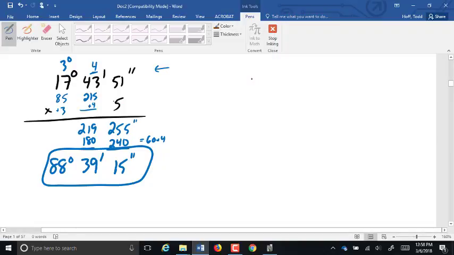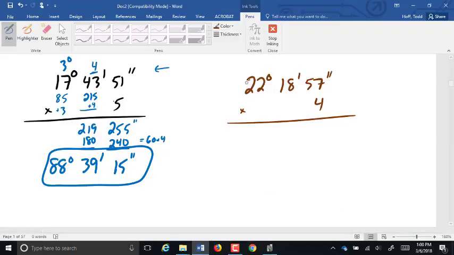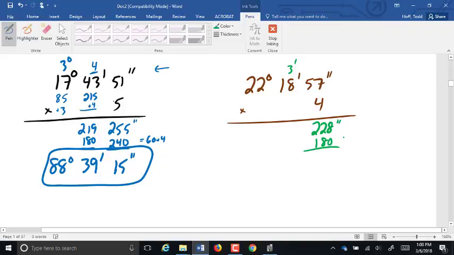I'll have you guys try one of these right away. So 22 degrees, 18 minutes, 57 seconds, times 4. I'll give you a couple minutes. So 4 times 57 is 228. How many minutes can we get out of that? 3. So then we're going to subtract out 180, right? Leaving us with 48 seconds.